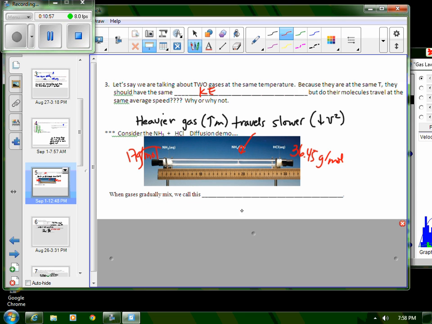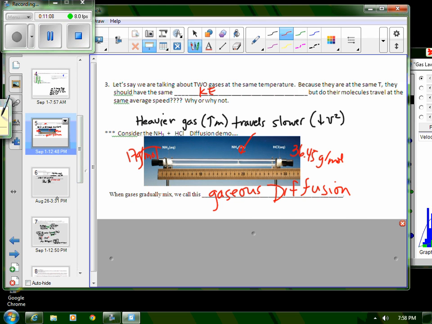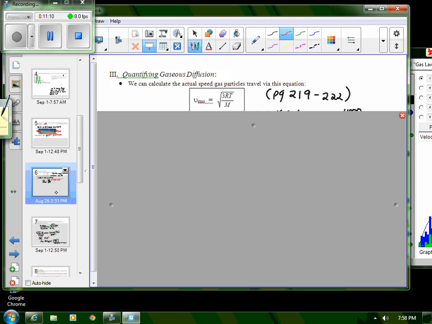All right, so there's a term for this, and it is called gaseous diffusion. Sorry about my voice getting squeaky there. Gaseous diffusion. Of course, this is AP Chem, so we're going to have to quantify this.